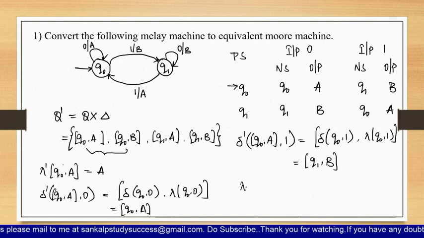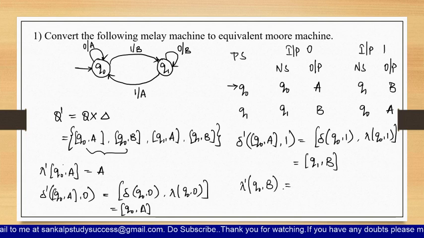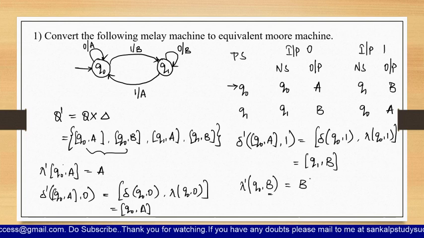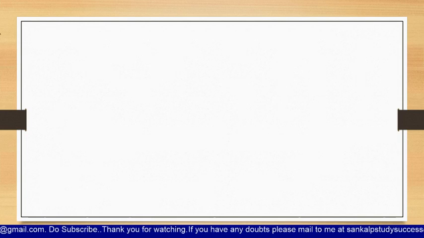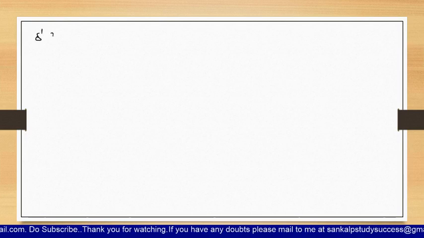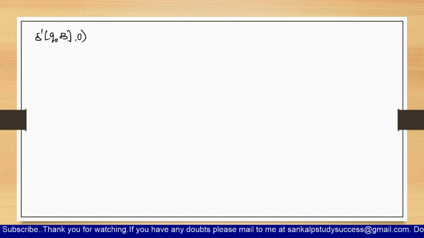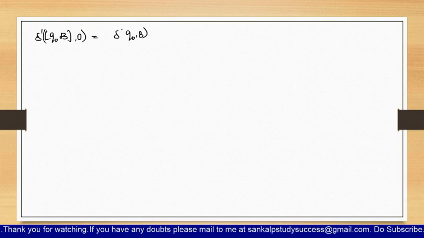So now we are done with (Q0, A). Now let us find lambda dash of (Q0, B). Lambda dash of (Q0, B) is nothing but B, right? Because whatever is there here, that is the answer, from the given formula. Now we are going to find the transition function dash of (Q0, B), 0. That means you are applying 0. Then from the formula, transition function of (Q0, B), lambda of (Q0, B).